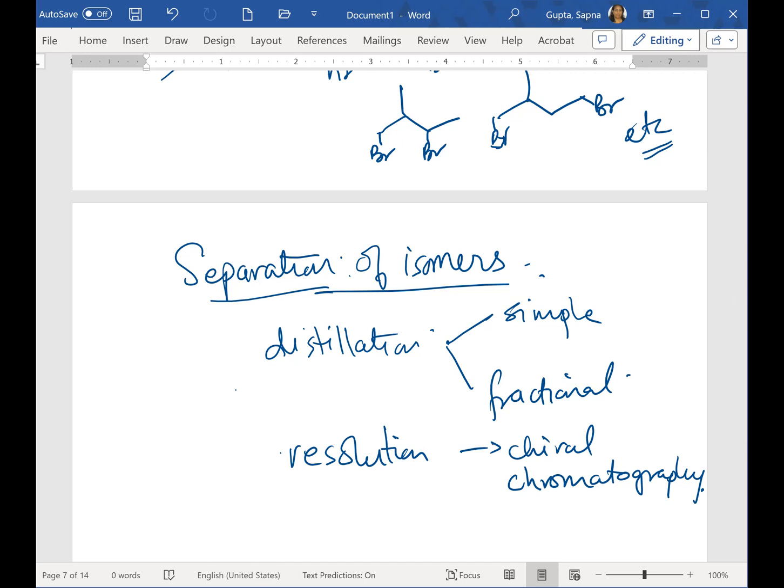So for the separation of isomers, you have to do two different kinds of things. You can do distillation to separate the isomers, and then you can resolve them by chiral chromatography or something, in case you have a chiral center. Sometimes we don't have chiral centers, but if you do, then that's what you will have to use for separation.